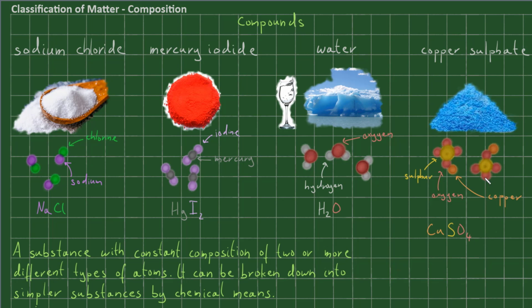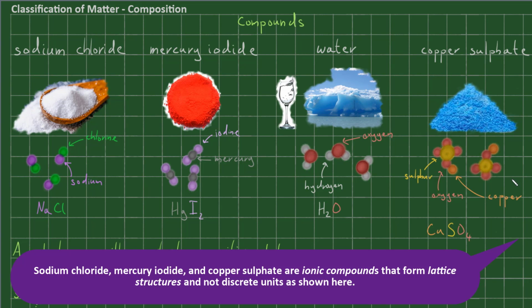Please note that all of these spheres that I have drawn do not necessarily represent the reality. They are just a way that we can imagine these compounds on an atomic scale. And there is far more to this story, which will be explored in later videos. Also note that aside from their atomic composition, compounds can differ in other ways too. And as it turns out, sodium chloride, mercury iodide, and copper sulfate have far more in common with each other than they do with water.